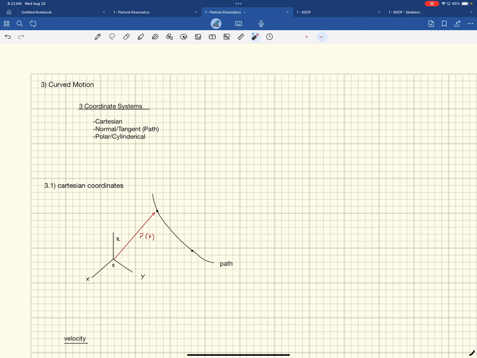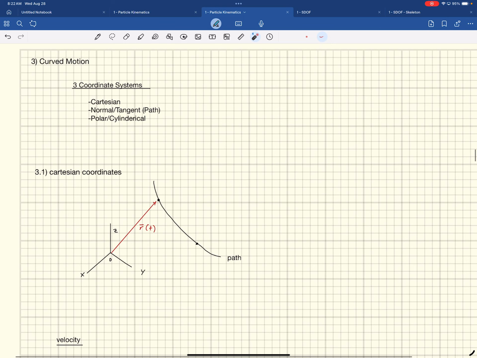Curved motion, right? Again, very systematically, we're gonna go through this. We're in kinematics of particles, and then we're gonna go to kinetics of particles later. And when we're in this kinematics, we're gonna do Cartesian coordinates, normal tangent, and polar coordinates. And then when we do kinetics, we're gonna do the same thing, Cartesian, normal tangent, and polar coordinates. Okay, so it's kind of following a nice little path here.